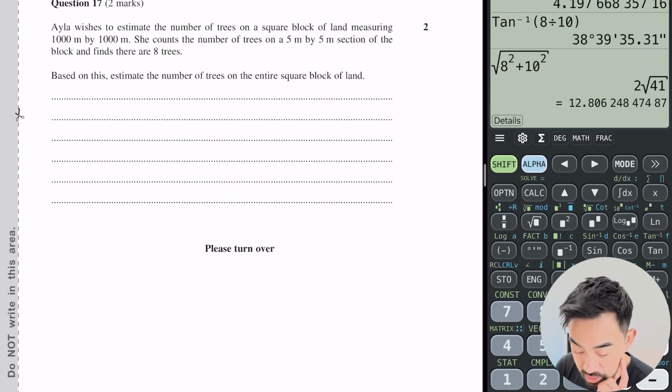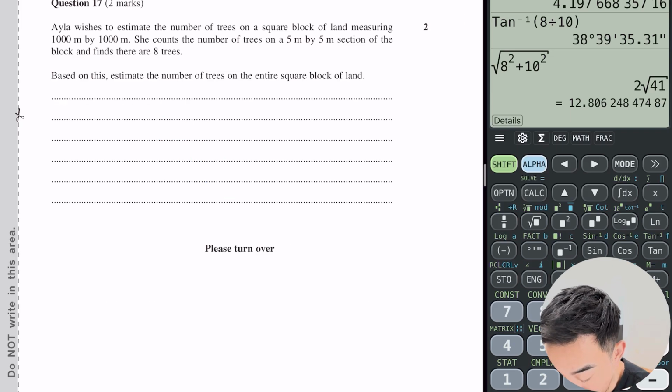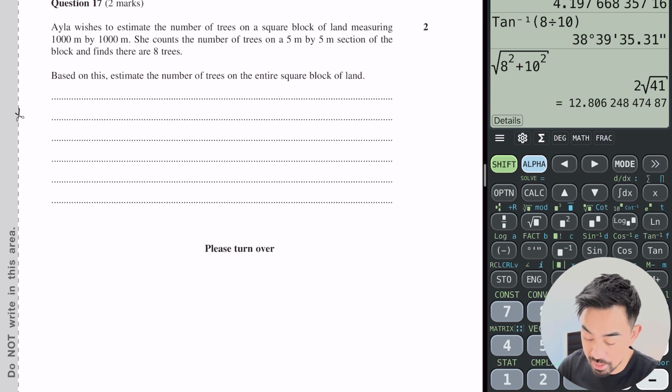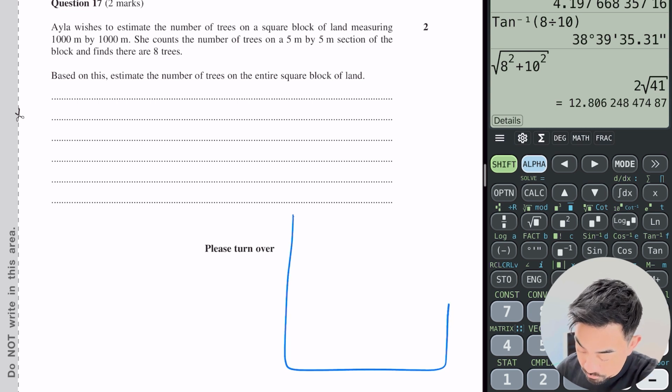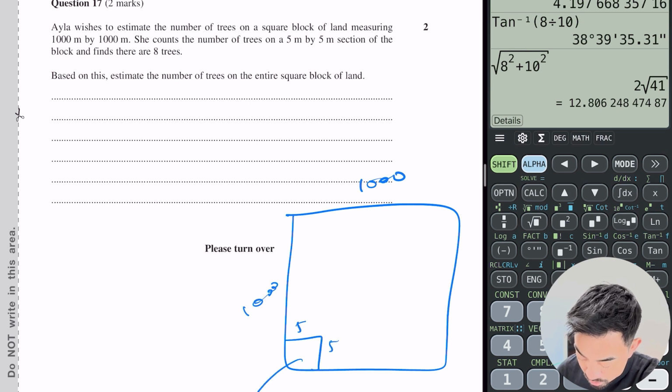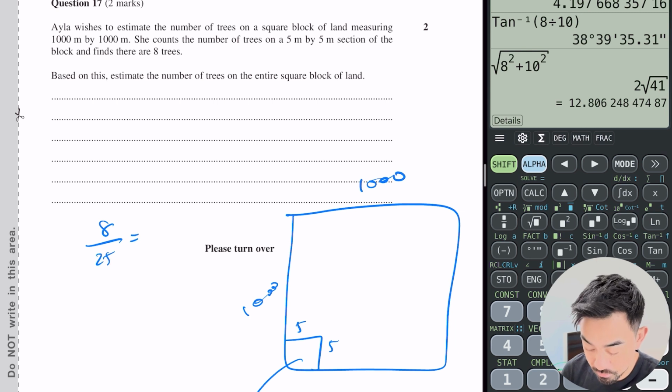Done. All right, Isla wishes to estimate the number of trees on a square block of land by measuring 1,000 meters by 1,000 meters. She counts the number of trees on the 5 by 5 meter section of the block and finds there are 8 trees. Based on this number, estimate the number of trees in the entire block. All right, let's draw a diagram. So you got 1,000 by 1,000. And in this little block of 5 by 5, she finds there are 8 trees. So if there are 8 trees in 5 by 5, so 25, how many trees, so x, is there for 1,000 times 1,000? That's the maths we're doing.